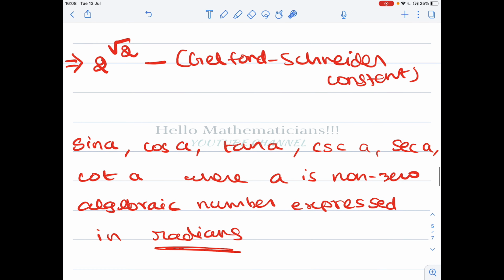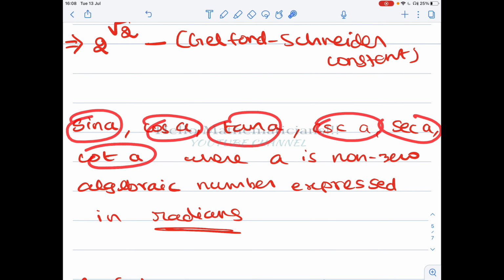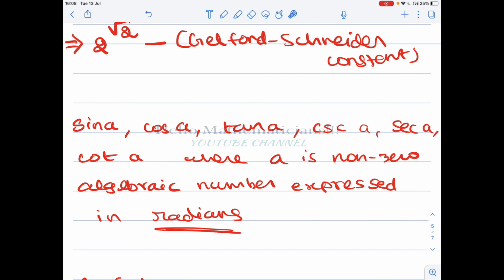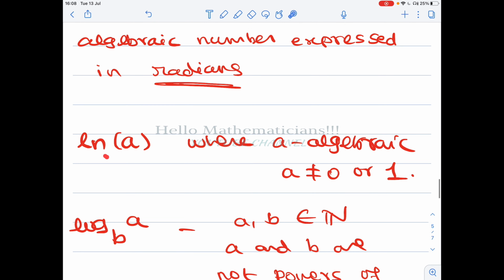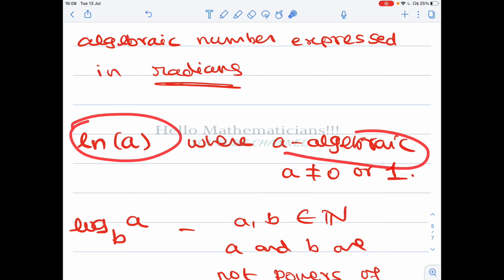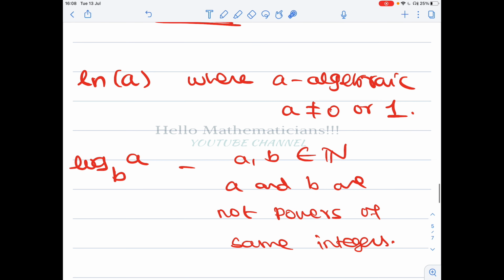Similarly, you take sin a, cos a, tan a, cosec a, sec a, cot a, where a is a non-zero algebraic number. You have to express it in radians. Then all these numbers are transcendental numbers. Then log to the base a, where a is an algebraic number not equal to 0 and not equal to 1. This log to the base e of a is always algebraic. It is proved to be algebraic.